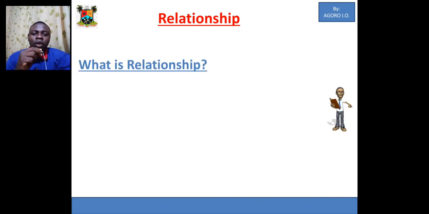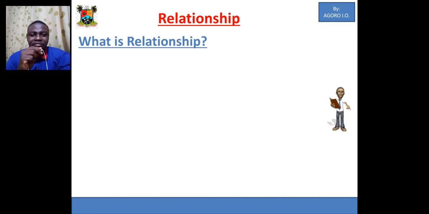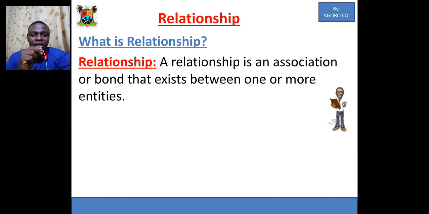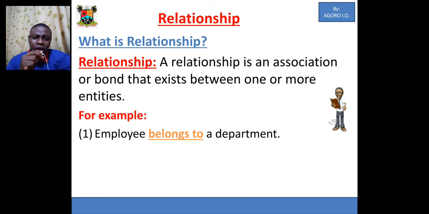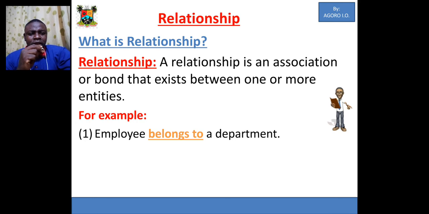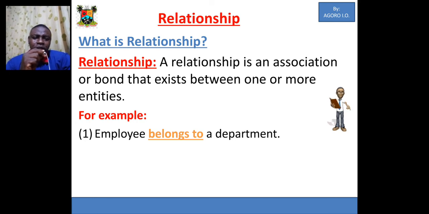What do you understand by relationship? Relationship is an association or bond that exists between one or more entities. The bond between them, the association between them. For example, employee belongs to a department. Belongs to serves as the relationship between employee and a department.